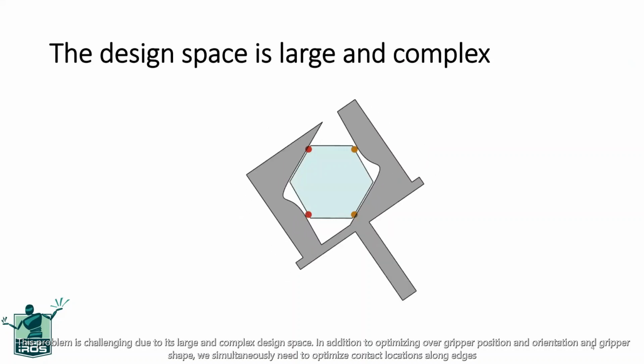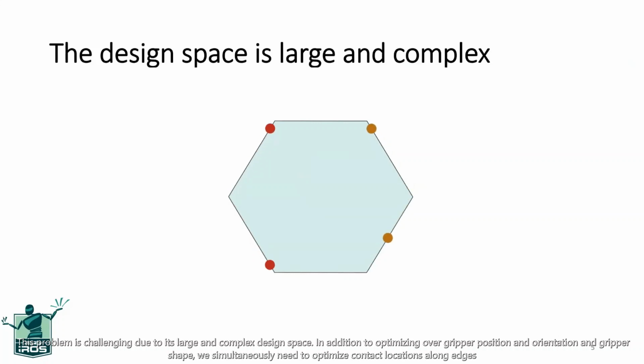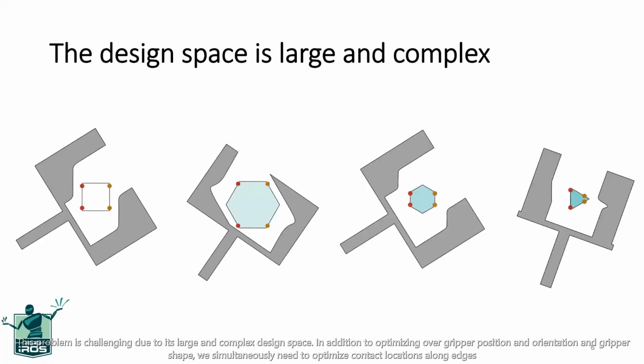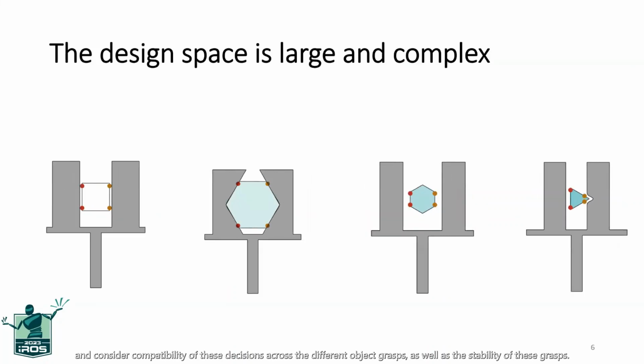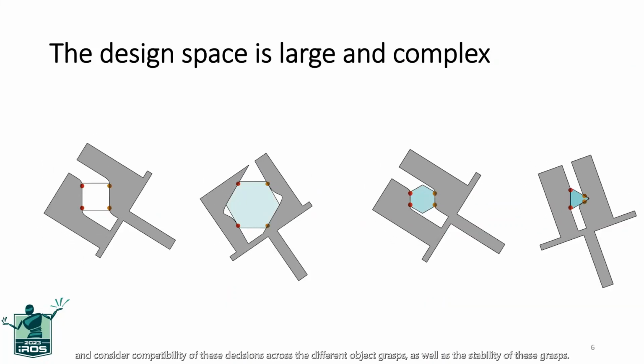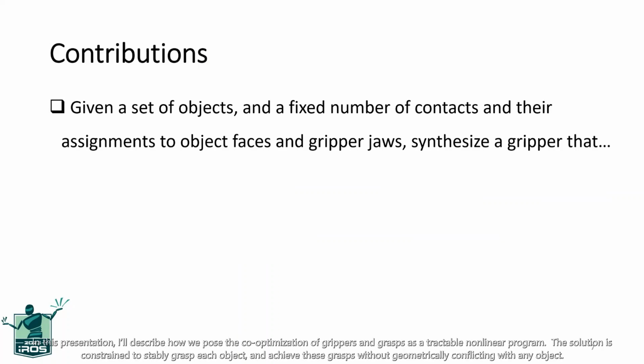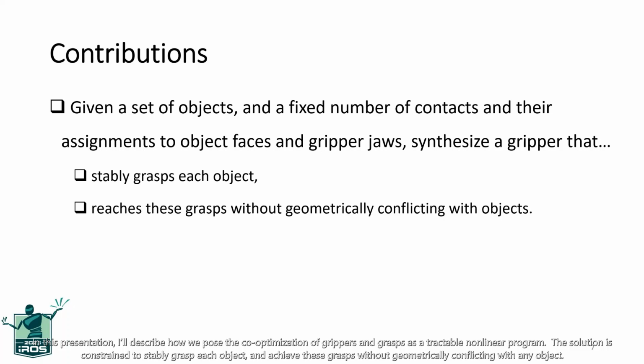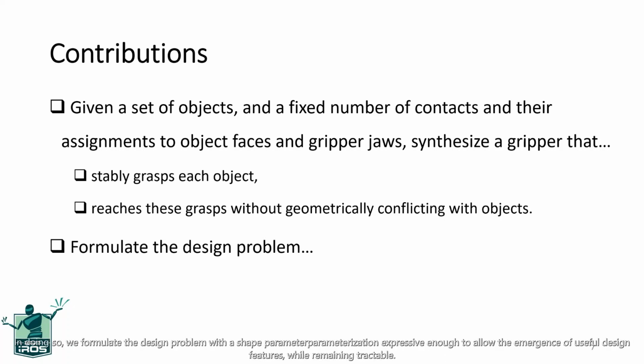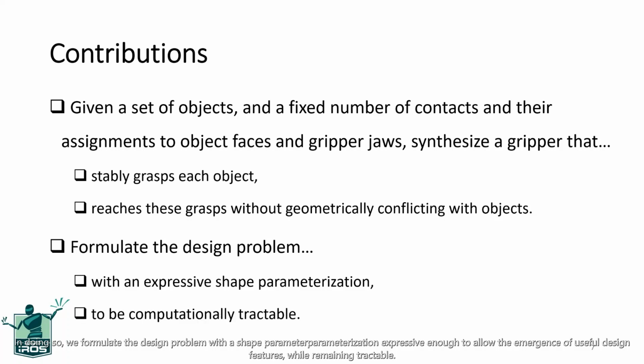In addition to optimizing over gripper position and orientation and gripper shape, we simultaneously need to optimize contact locations along edges and consider compatibility of these decisions across the different object grasps, as well as the stability of these grasps. In this presentation, I'll describe how we pose the co-optimization of grippers and grasps as a tractable nonlinear program. The solution is constrained to stably grasp each object and achieve these grasps without geometrically conflicting with any object. In doing so, we formulate the design problem with a shape parameterization expressive enough to allow the emergence of useful design features while remaining tractable.